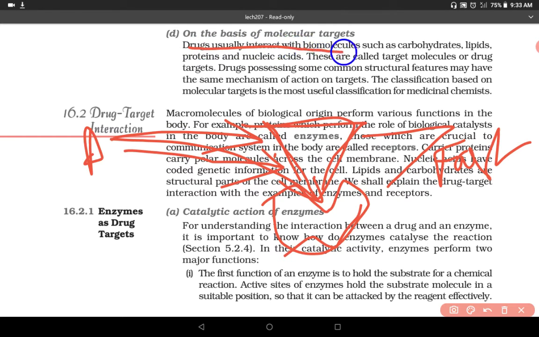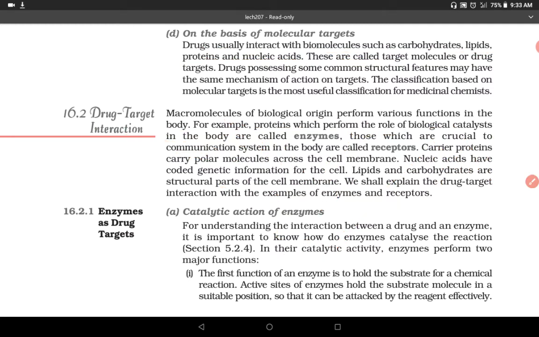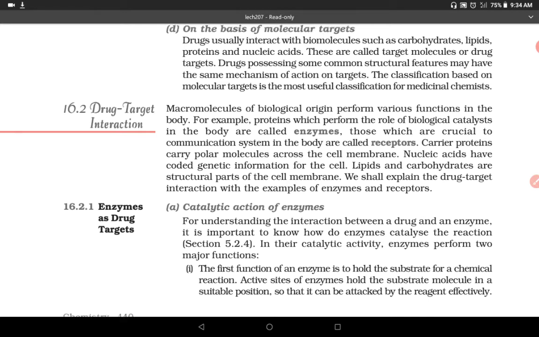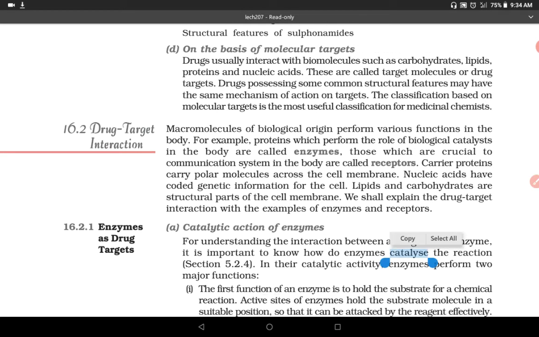Drugs usually interact with biomolecules such as carbohydrates, lipids, proteins, and nucleic acids. These are called target molecules or drug targets. Drugs possessing common structural features may have the same mechanism of action on targets. The classification based on molecular target is the most useful classification for medicinal chemistry.